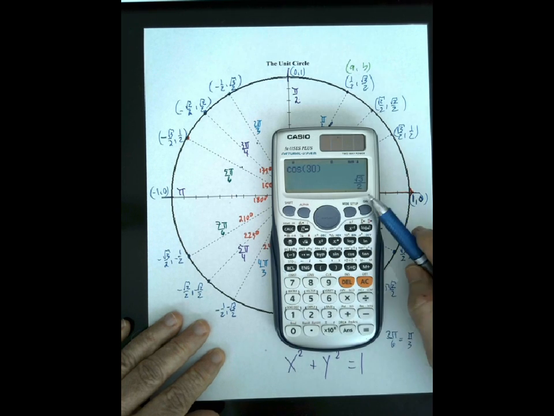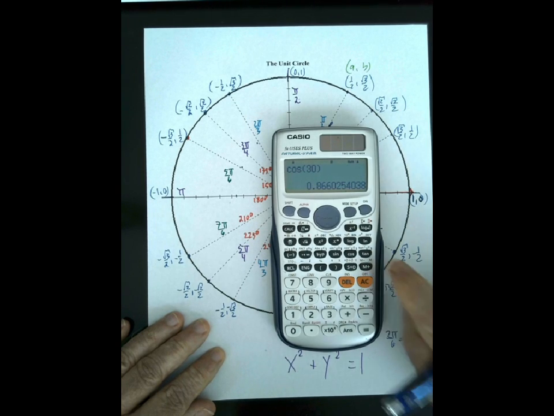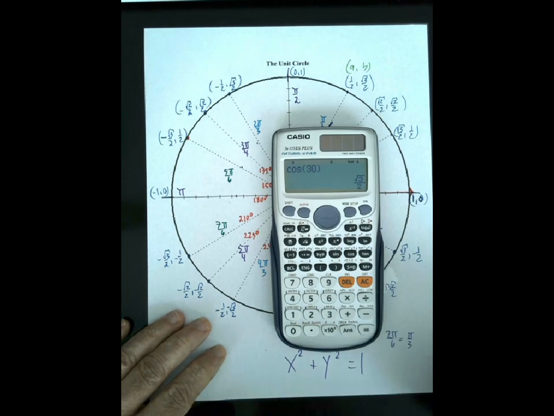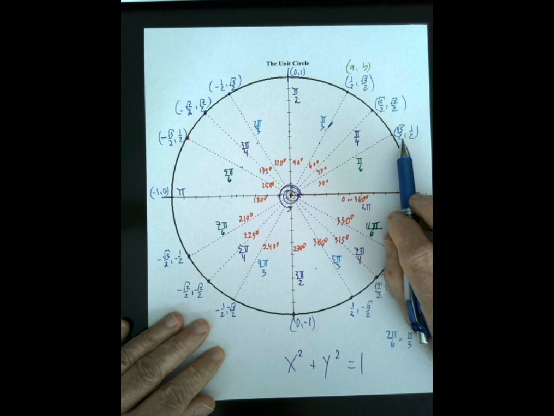Mine gives fractions, that says rad 3 over 2. Yours probably says 0.866 repeating, which is the decimal version of rad 3 over 2. Try that. That's the same thing as rad 3 over 2, right? Rad 3 over 2 is the exact value, which is what we're going to learn to write. Look, that's the A coordinate, or the x coordinate, for the unit circle coordinates, right?